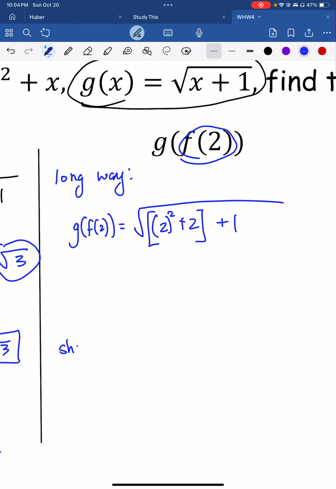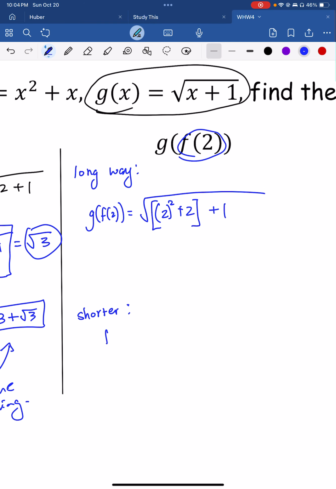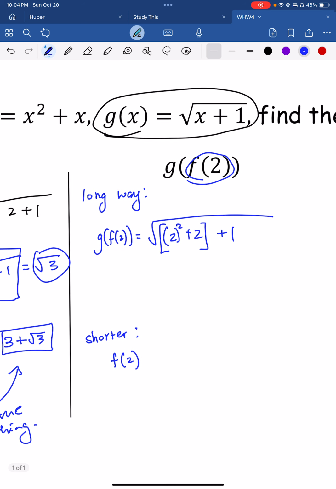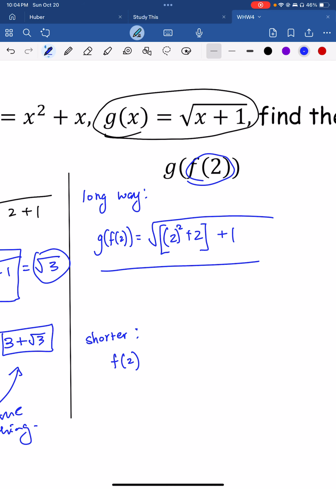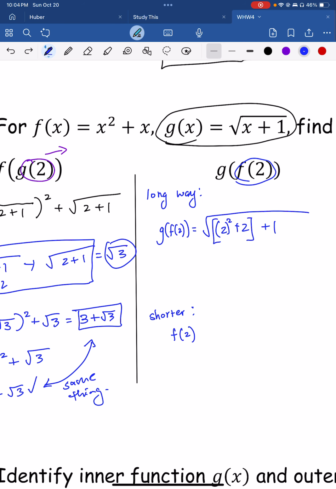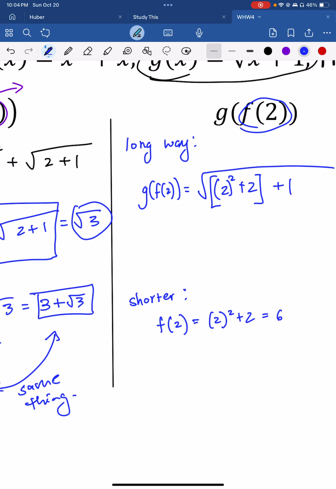The shorter way is this way. So I'm always going to be working from the inside out. If you work from the outside in, it'll be more like this long way. Or it would turn out to be more confusing. But f of 2 is just function of 2. So f of x when x is equal to 2. So I do 2 squared plus 2 equals 6.